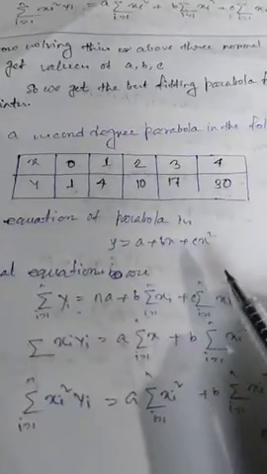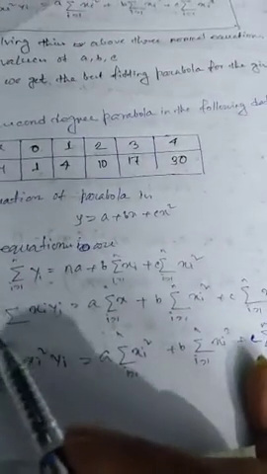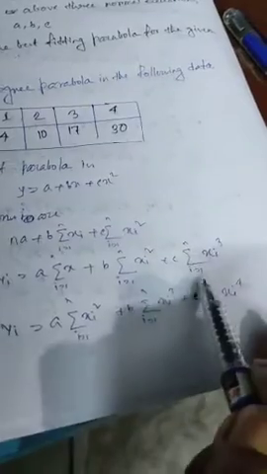So now how can we find the second degree parabola as a best fit curve using this data? We have to obtain summation xi square, summation xi yi, summation xi cube, summation xi to the power 4 and summation xi square yi. For solving this, we first construct a table with the columns x, y, x square, x cube, x to the power 4, xy and x square y.